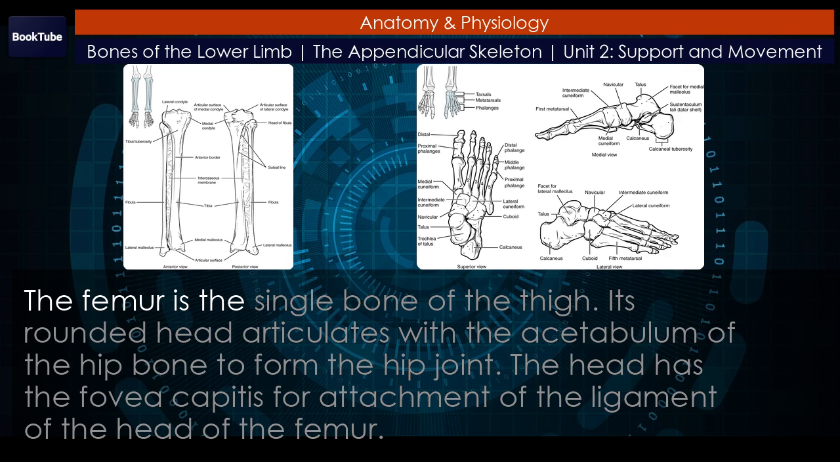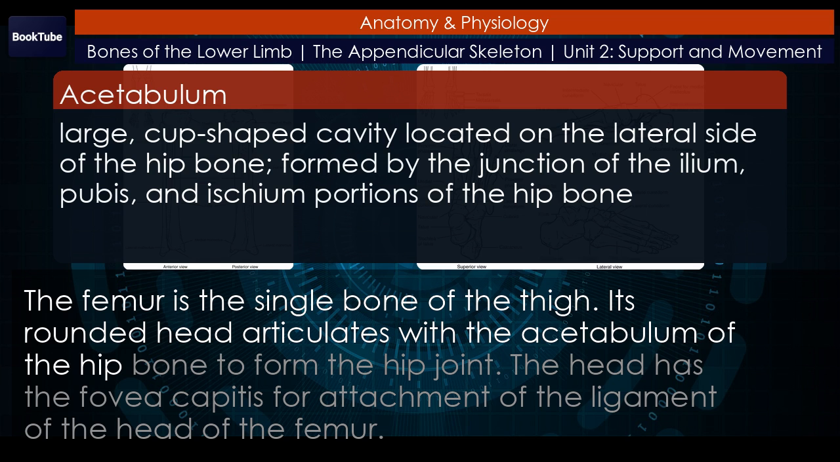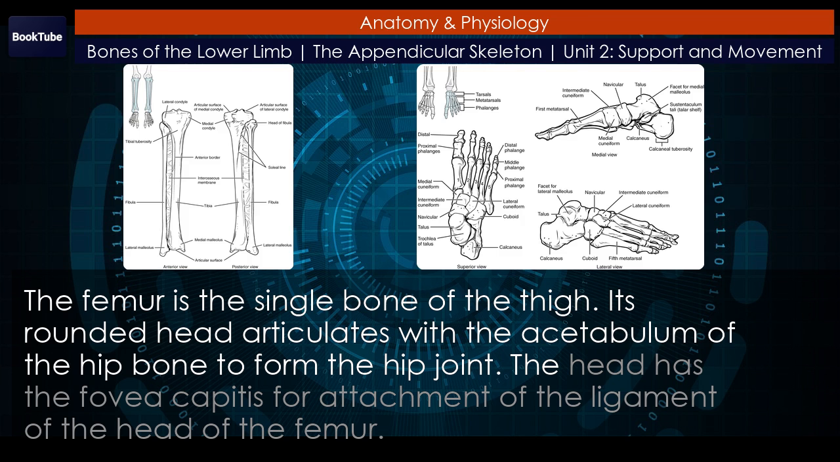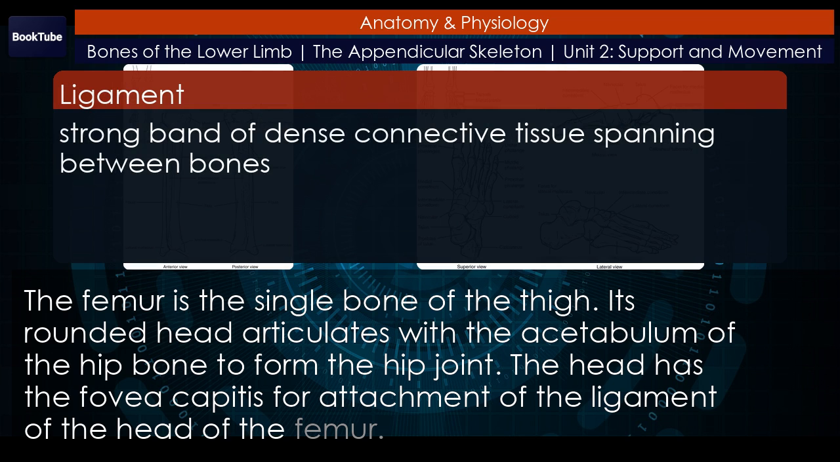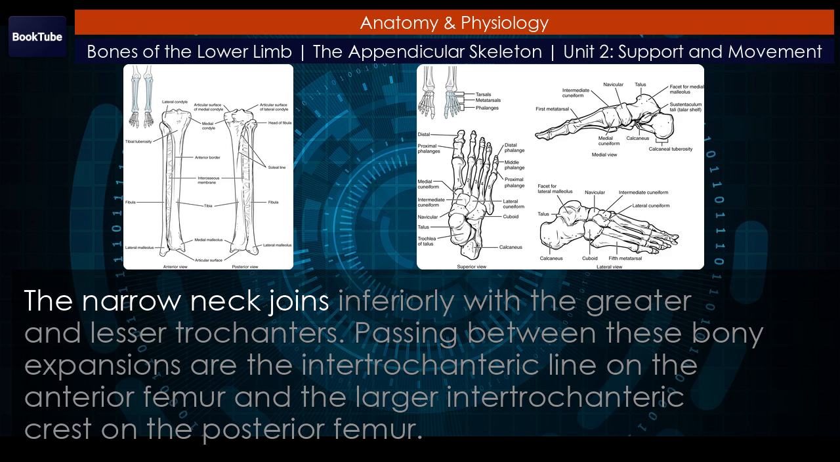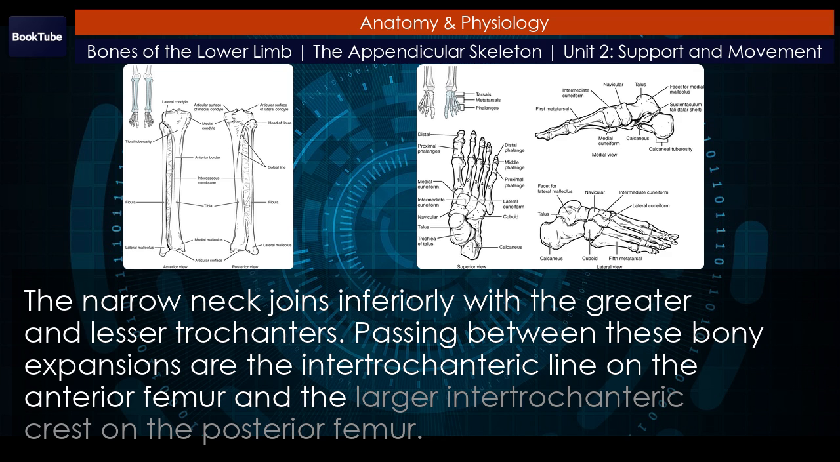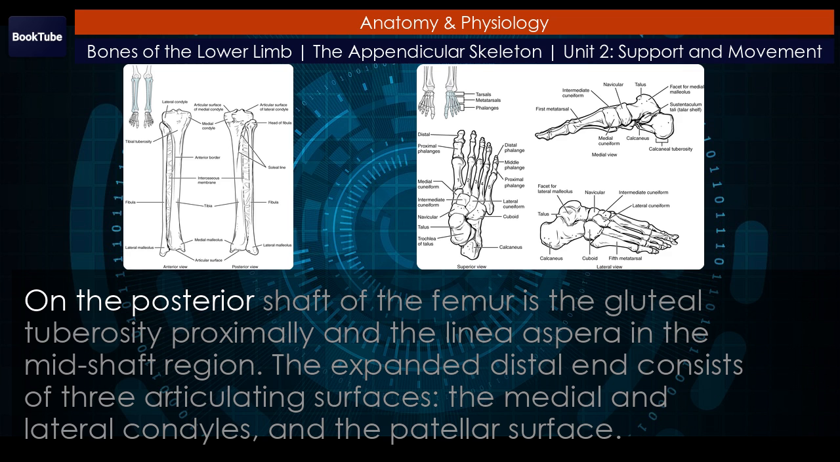The femur is the single bone of the thigh. Its rounded head articulates with the acetabulum of the hip bone to form the hip joint. The head has the fovea capitis for attachment of the ligament of the head of the femur. The narrow neck joins inferiorly with the greater and lesser trochanters. Passing between these bony expansions are the intertrochanteric line on the anterior femur and the larger intertrochanteric crest on the posterior femur. On the posterior shaft of the femur is the gluteal tuberosity proximally and the linea aspera in the mid-shaft region.